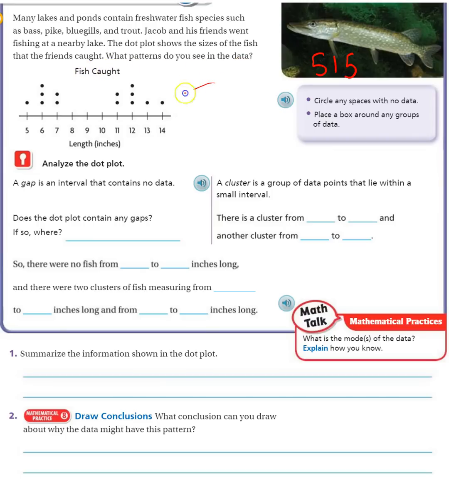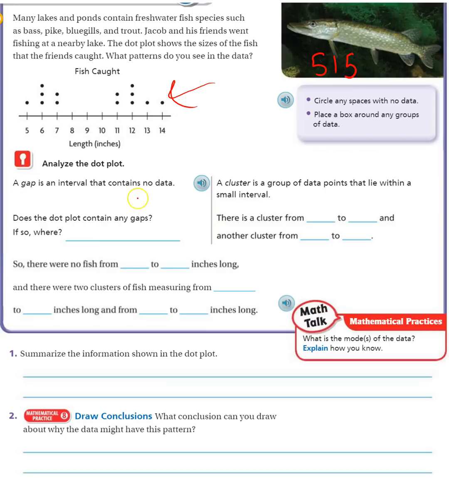So here's the dot plot. We can see one person caught a 5-inch fish. 3 people caught a 6-inch fish. Not 3 people, but 3 6-inch fish were caught. 2 7-inch fish were caught. 2 11-inch fish were caught. 3 12-inch fish were caught. 1 13-inch fish and 1 14-inch fish.